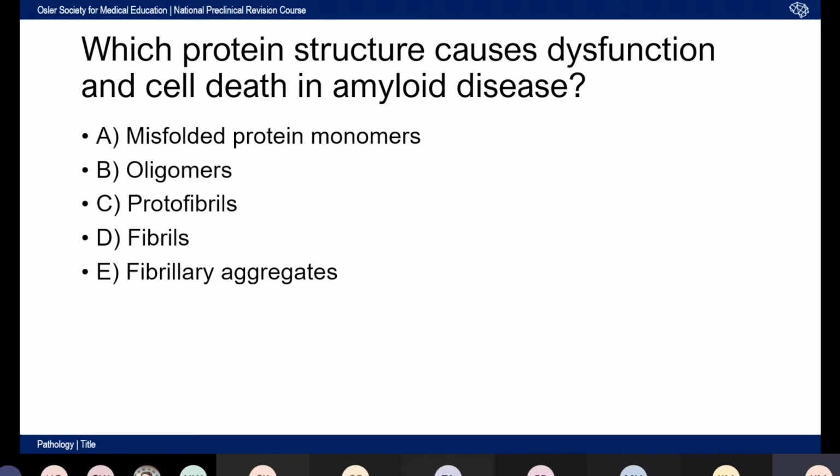So for the first Socrative question, fill in your answers. The question is, which protein structure causes dysfunction and cell death in amyloid disease?